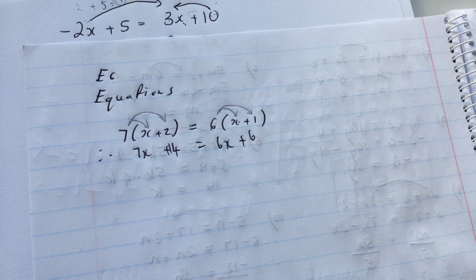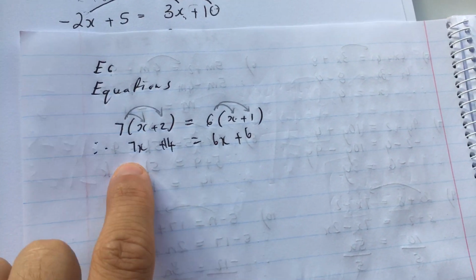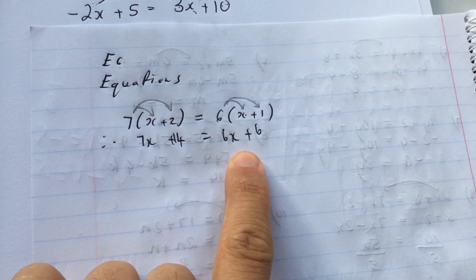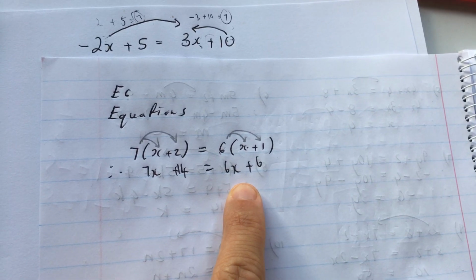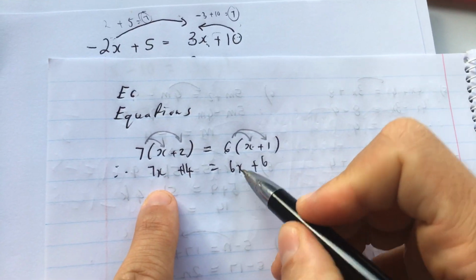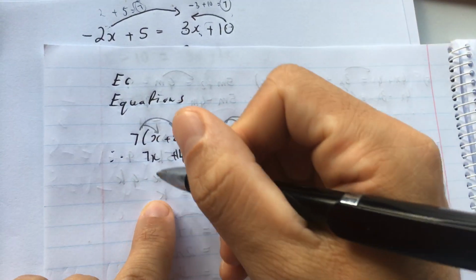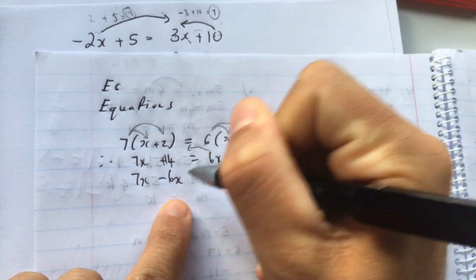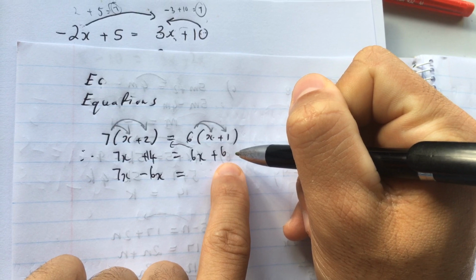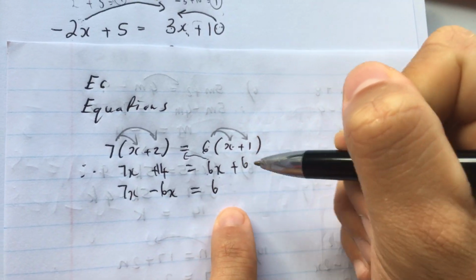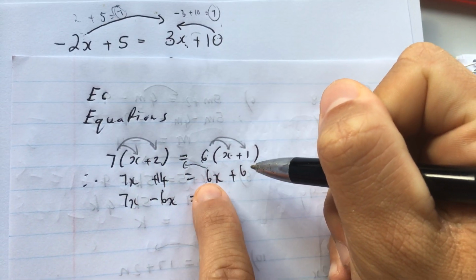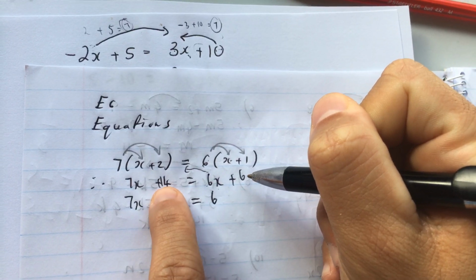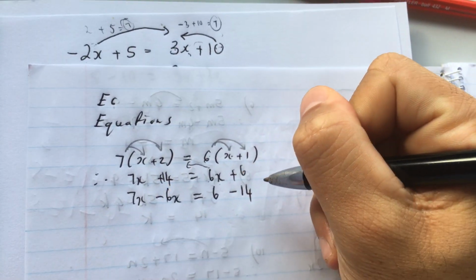And the last one is, which is the larger variable? Which is larger, 7 or 6? 7. So I take the 6x over that side. So I have 7x. It was plus 6x, so it becomes minus 6x. I like putting the x there because this is gone. And that was plus 14, so it becomes minus 14.